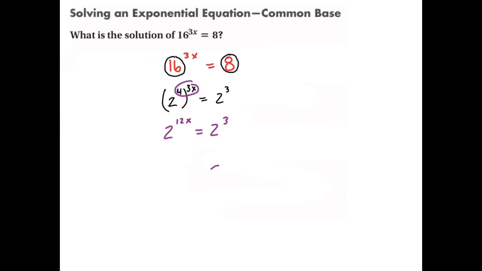And since these two numbers have the same base, it also means that their exponents should be equal. So that means 12x should equal 3. So we can just get rid of the bases. Then we'll solve. We'll divide by 12 on both sides, and we're going to get x to equal 1/4.